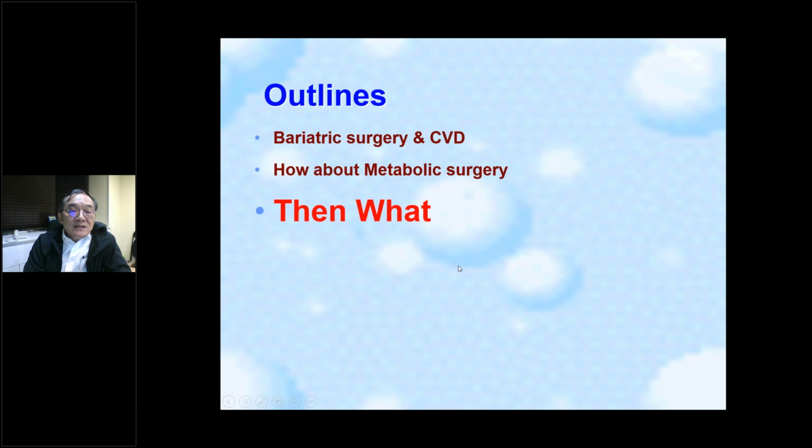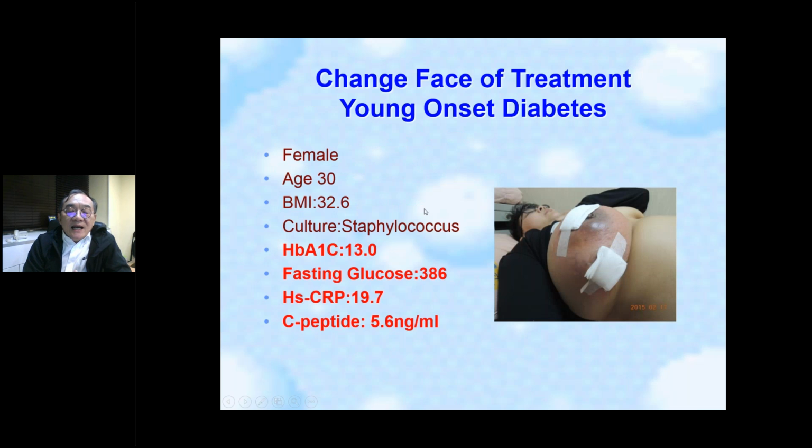So the last few slides, then what? If we know these things, I think that's from our clinical practice. This is a patient we see in our outpatient clinic, BMI 32.6, who came for mastitis. In this unmarried lady with huge mastitis, we need to think about diabetes, especially in Asia. So we checked her status and found she is an undiagnosed diabetes patient. A1C is 13, very high blood glucose, and good C-peptide, good beta cell function.